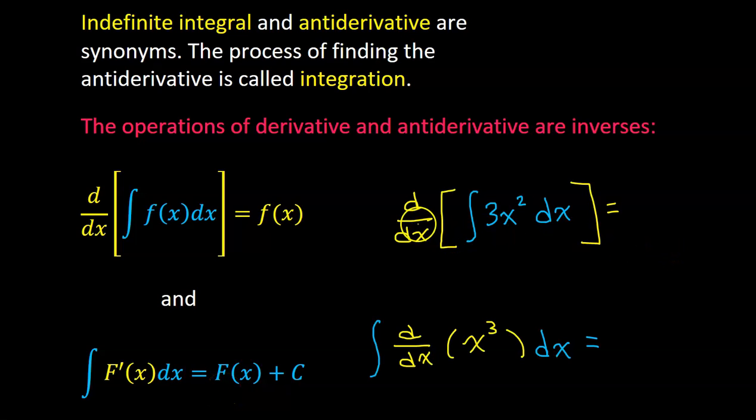For example, if I have the derivative of the integral of 3x squared dx, that's just going to be 3x squared, because the derivative and the integral will cancel each other out. Similarly, if I have the integral of d dx of x to the third power dx, I'm just going to get x to the third power. I do have to add on the constant of integration. But again, essentially, the derivative and the integral cancel each other out.